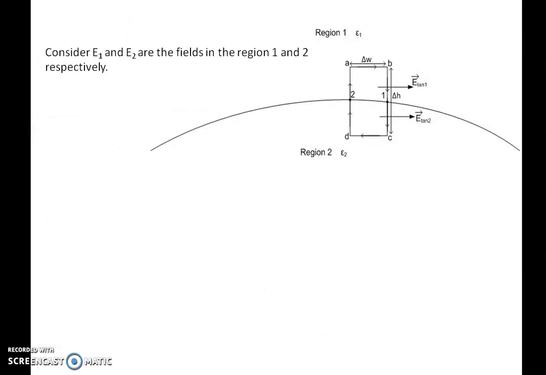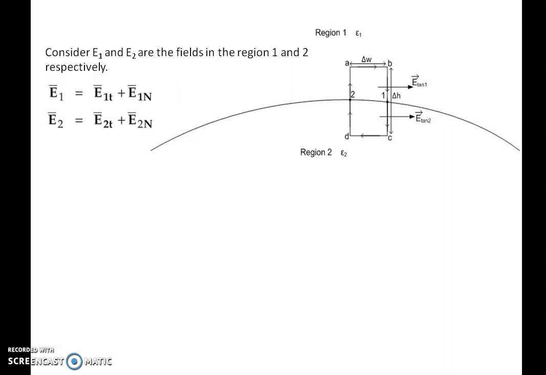Now when delta H tends to 0, this will touch here. It will be only the tangential component. But before that, I will consider the electric field intensity in region 1 as E1 and in region 2 as E2. E1 has a normal component and a tangential component. Similarly, E2 also has a normal component and a tangential component. So E1 can be written as E tan 1 plus E1n, and E2 can be written as E tan 2 plus E2n.